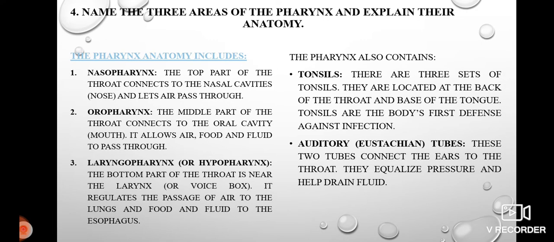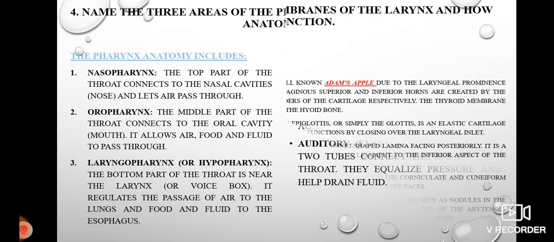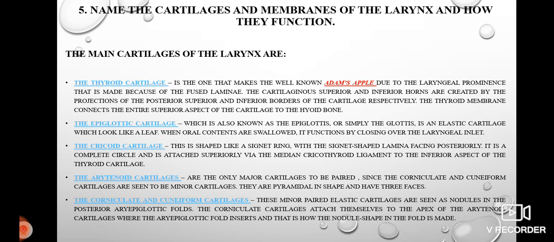So next, we have here the fifth content that names the cartilages and membranes of the larynx and how they function. So the main cartilages of the larynx are, first, we have the thyroid cartilage. So itong thyroid cartilage, it is the one that makes the well-known Adam's apple due to the laryngeal prominence that is made because of the fused laminae. The cartilaginous superior and inferior horns are created by the projection of the posterior, superior, and inferior borders of the cartilages, respectively. The thyroid membrane connects the entire superior aspect of the cartilages to the hyoid bone.